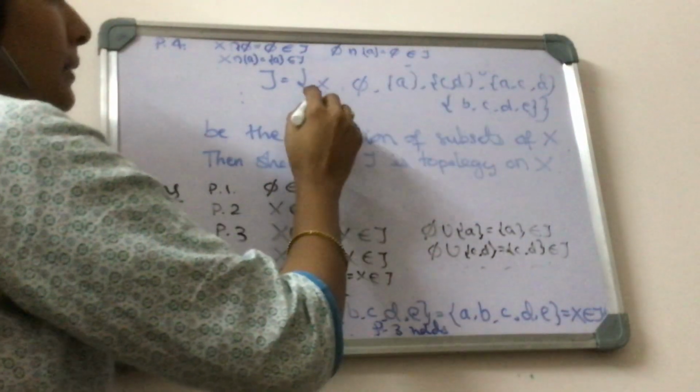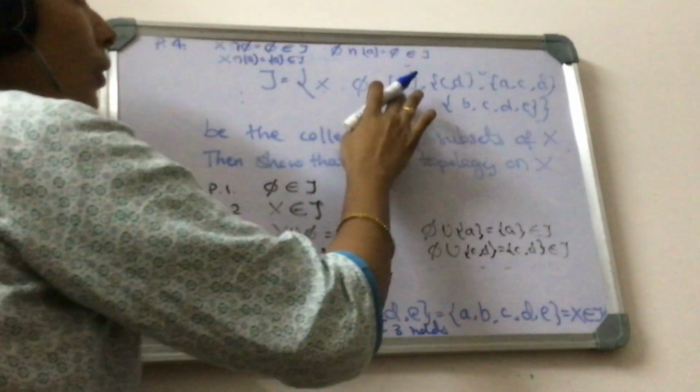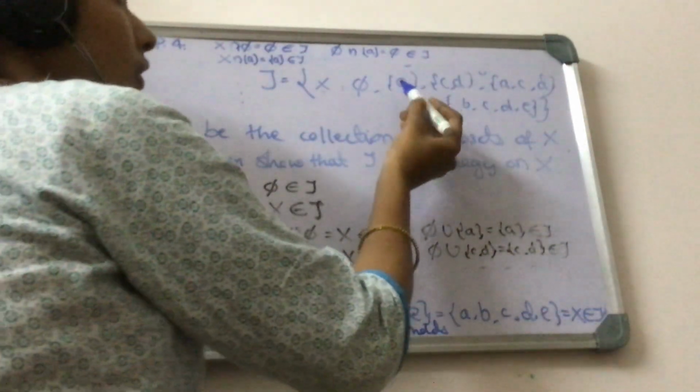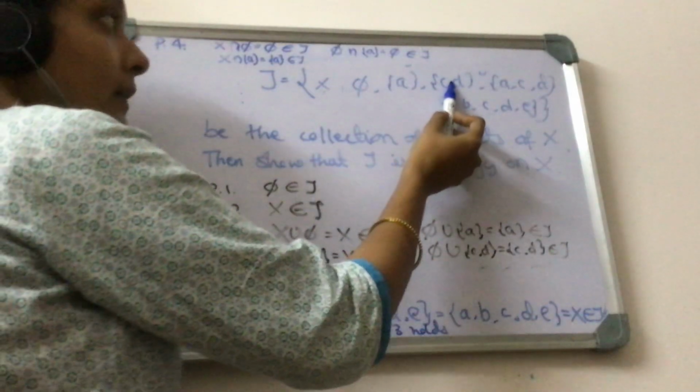Next we will come to the intersection of the remaining, except X and phi. What are the remaining subsets? We'll check for that. A intersection CD is what?